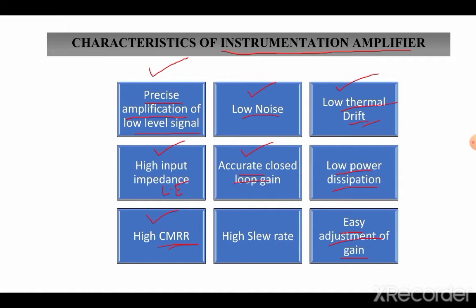So CMRR should be as high as possible practically, but it should be infinite theoretically. Now the next parameter we talk about is the high slew rate. This indicates that there will be less distorted output in the case of an instrumentation amplifier. If the slew rate becomes infinite, or it becomes high, the highest slew rate also provides an undistorted output voltage swing at the output terminal of the instrumentation amplifier.